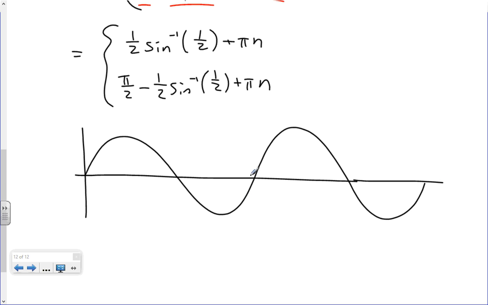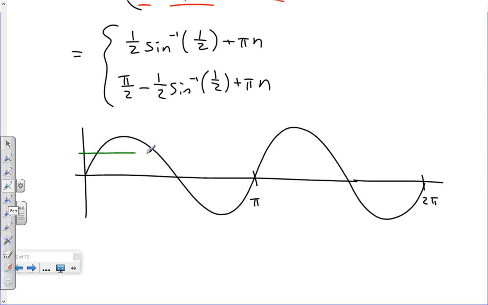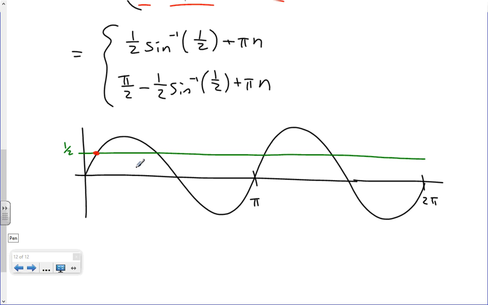Here is going to be pi, and here is going to be 2 pi. Again, the period of this is pi. And we're setting it equal to a value of 1/2, so we'll say 1/2 is somewhere around here. So here's our solutions that we're looking for. There's 1, 2, 3, 4. We're expecting 4 solutions because there's 2 solutions in each period.